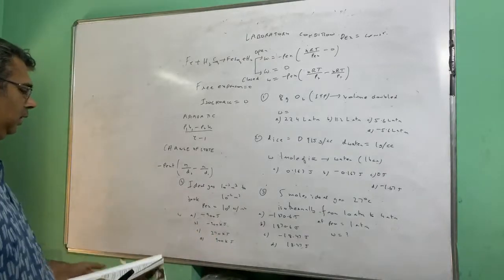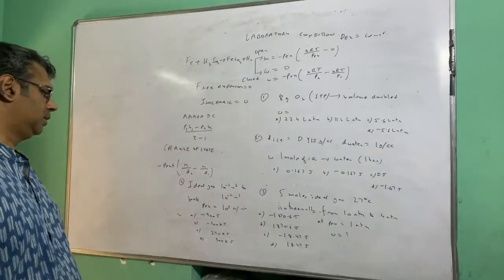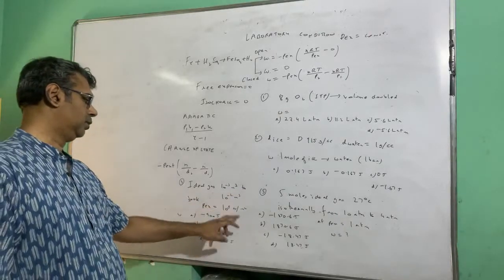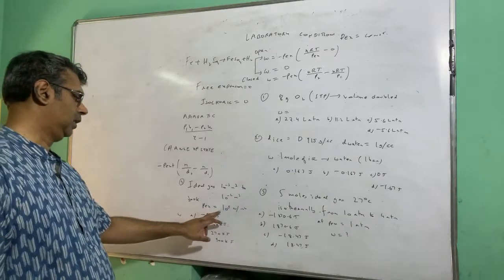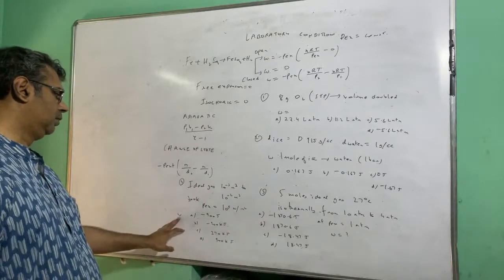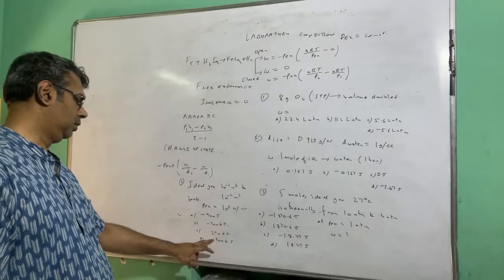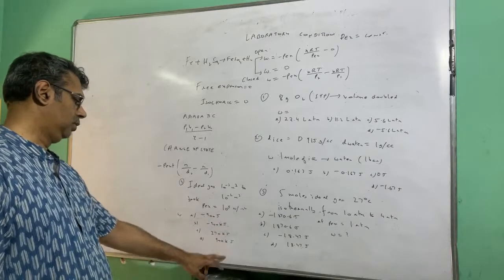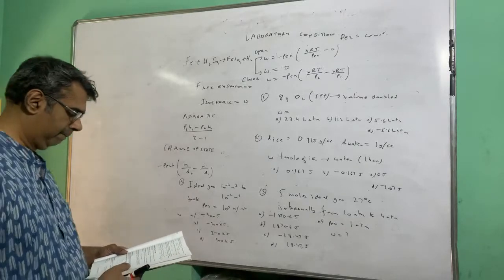Question number 4. There is an ideal gas, it expands from 10 to the power minus 3 meter cube to 10 to the power minus 2 meter cube at 300 Kelvin, and external pressure is 10 to the power 5 Newton per meter square. So what is the work done? Options are minus 900 joule, minus 900 kilojoule, 270 kilojoule and 900 kilojoule. This is question number 4.